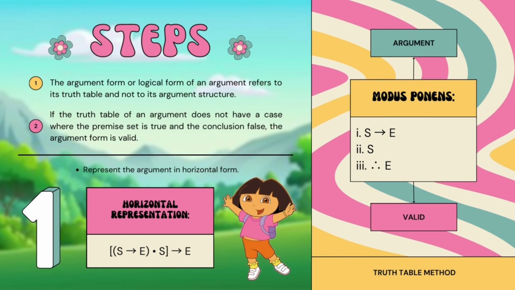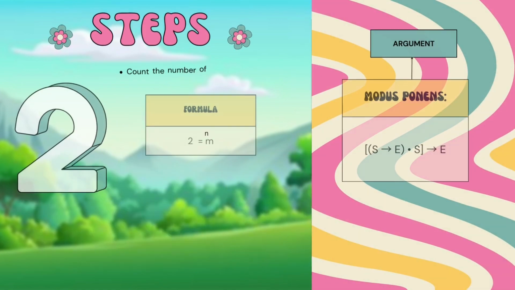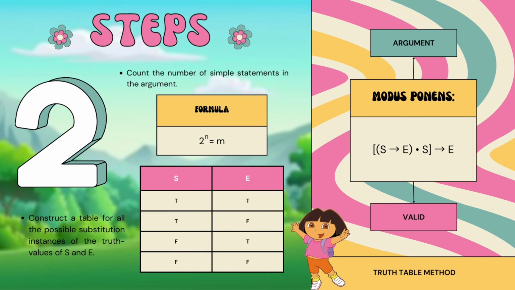Strictly speaking, the argument form or logical form of an argument refers to its truth table and not to its argument structure. Let us proceed to the steps that we have to follow in order to use the truth table method efficiently. The first step is we have to represent the argument in horizontal form like this. The next step is to count the number of simple statements in the argument. Notice that we have 2, S and E. You can use this formula: 2 raised to n is equal to m, where n is the number of simple statements you have and m is the number of rows created.